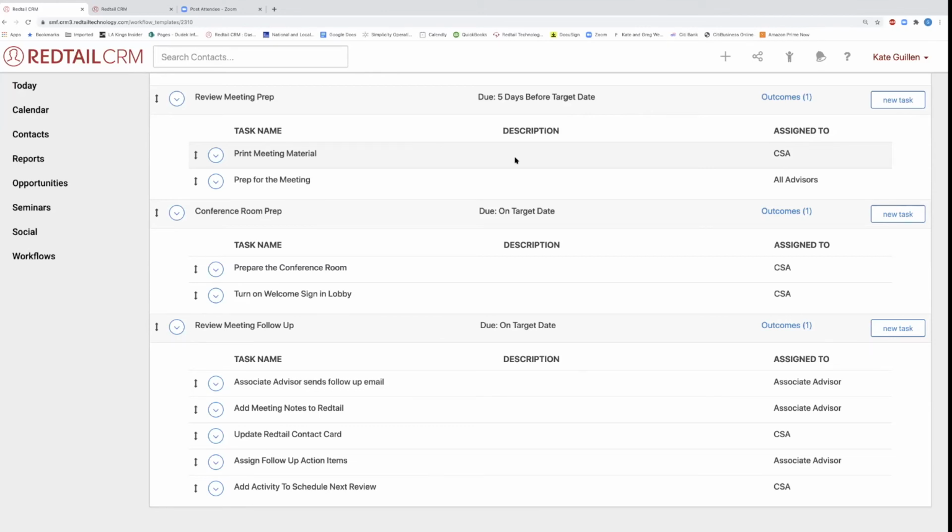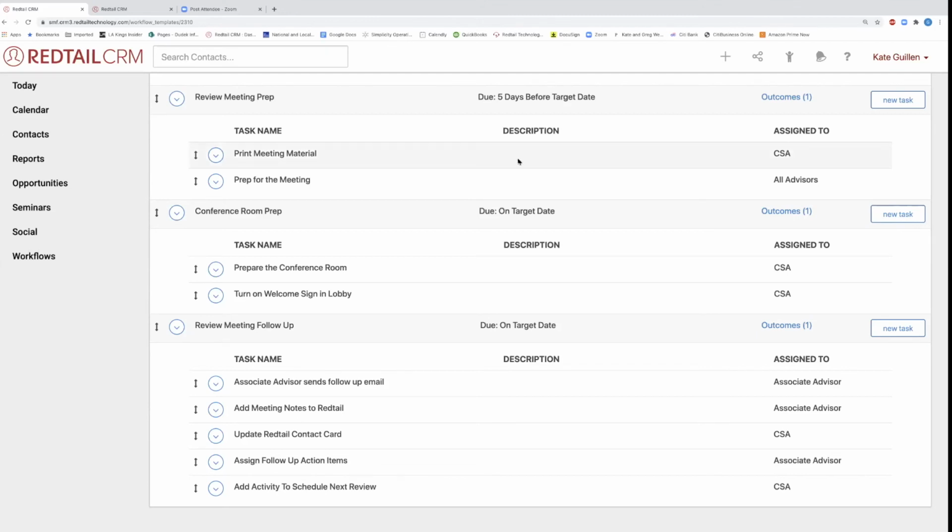But what I was saying is I like to write these workflows to follow my most ideal situation. And I know not every day goes according to your most ideal situation, but I like to have workflows follow that, especially the timeline. In an ideal situation, the advisors are going to prep 5 days ahead of the meeting, and you're going to get meeting material printed 5 days ahead of the meeting. The conference room prep obviously needs to happen on day of. And then the follow-up, it would be nice to get it done day of, but if it happens the next day, so be it. So I write the timeline according to the most ideal situation.